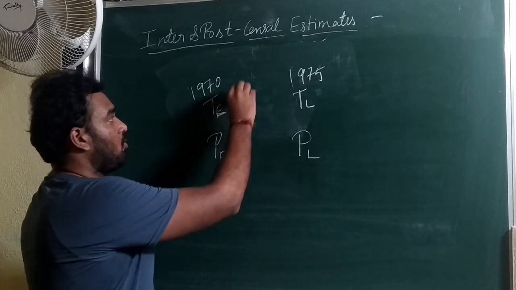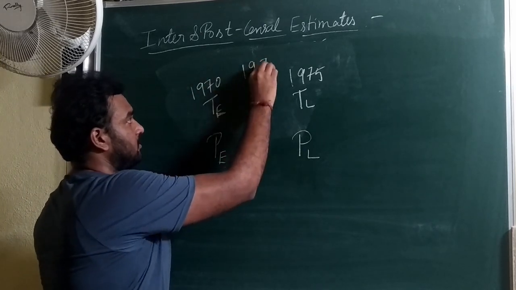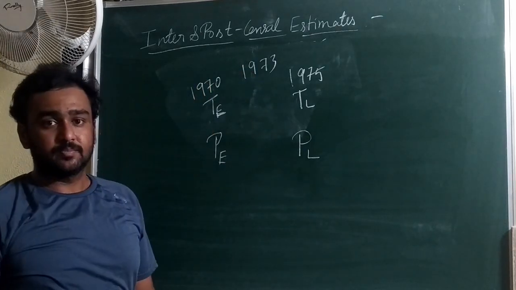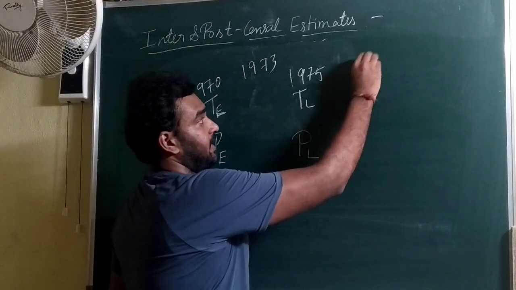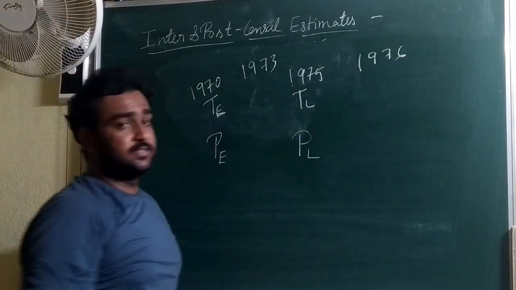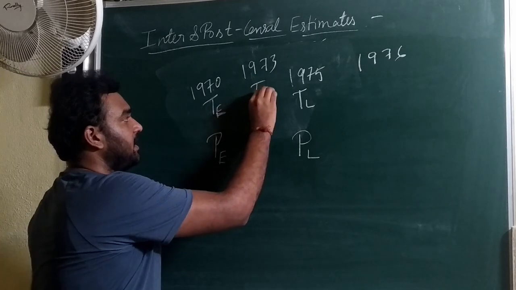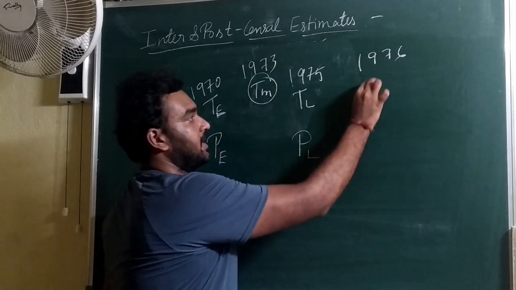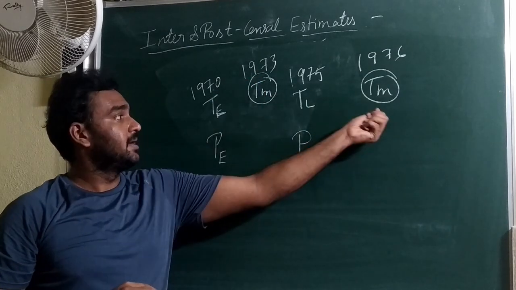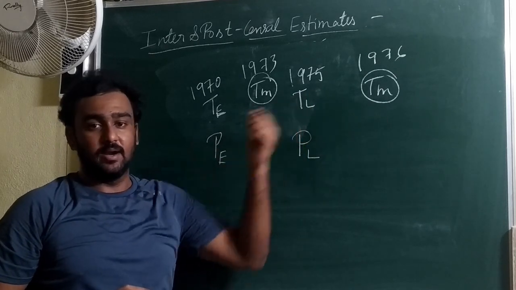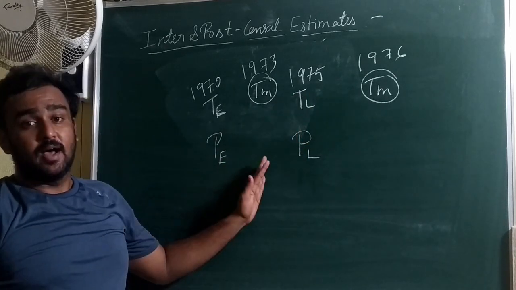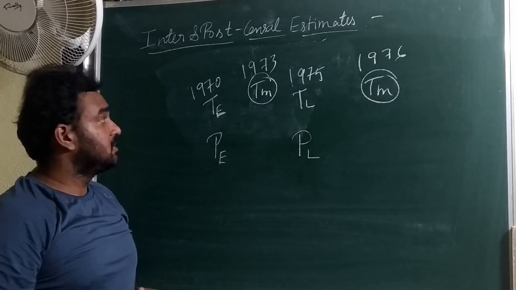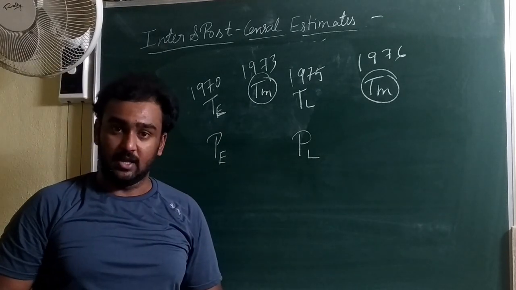My question is, what is the population at 1973 and what is the population at 1976? That means at any mid time t, at any design period tm, the mid design period, what is the population? That has to be estimated. That is estimated using the arithmetical increase method and the geometrical increase method.